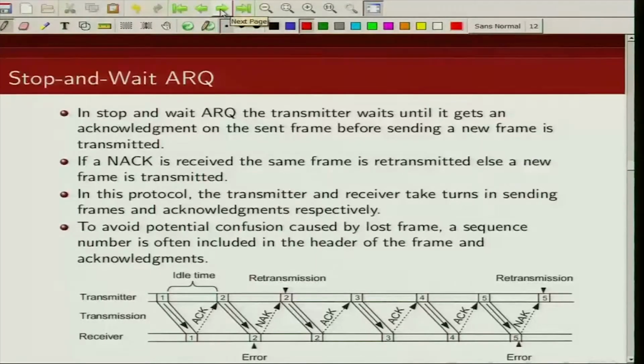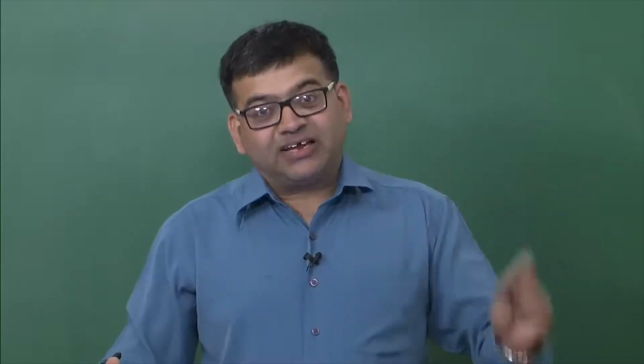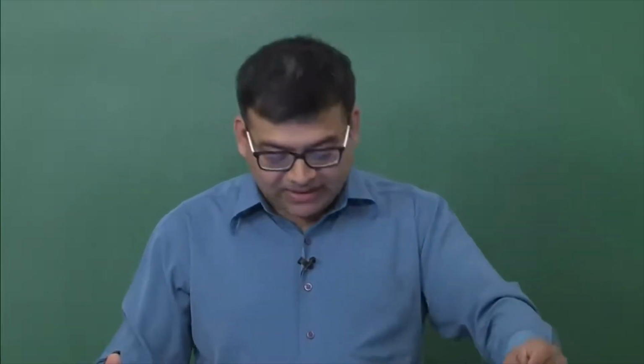And to avoid potential confusion caused by a lost frame, a sequence number is often included in the header of the frame that we are sending. Similarly, there is a sequence number embedded in the negative or positive acknowledgement, so that the transmitter knows which packet has been received correctly or not.